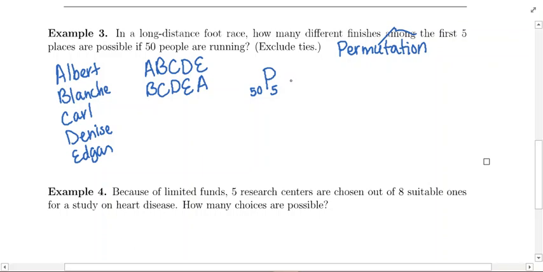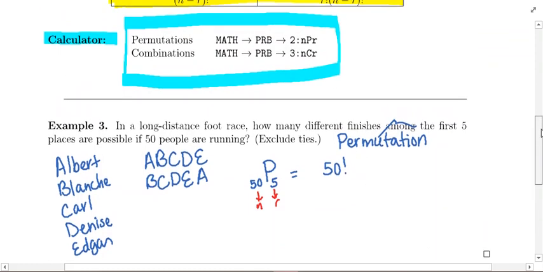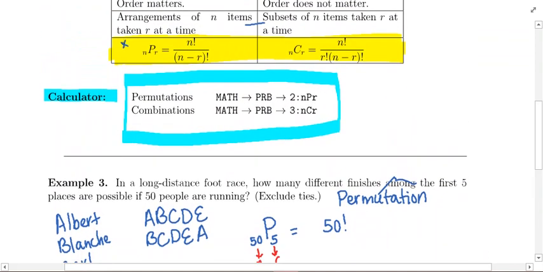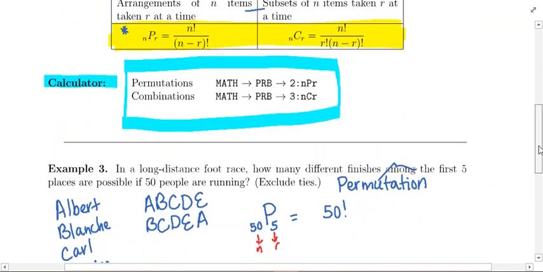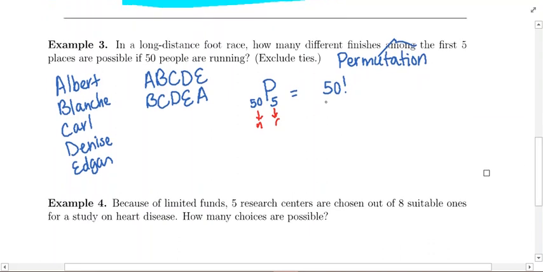All right, so we can plug in the formula. This is your n, this is your r. Remember, you're going to do n factorial. If you look at your formula, you can go back up here, it's going to be n factorial over n minus r factorial. So this is going to be 50 factorial over, in the bottom, n minus r factorial. And then calculate it.